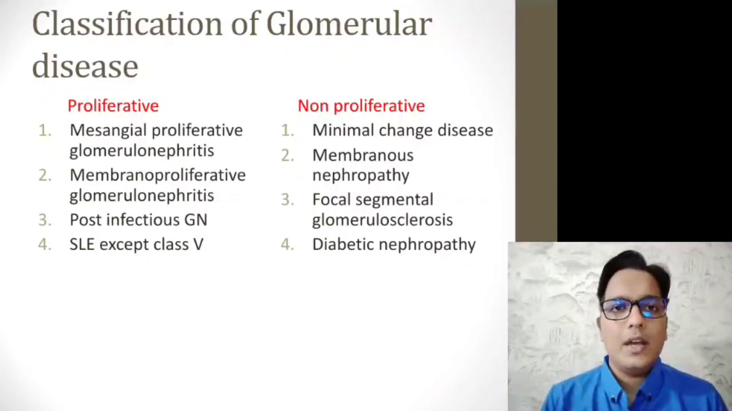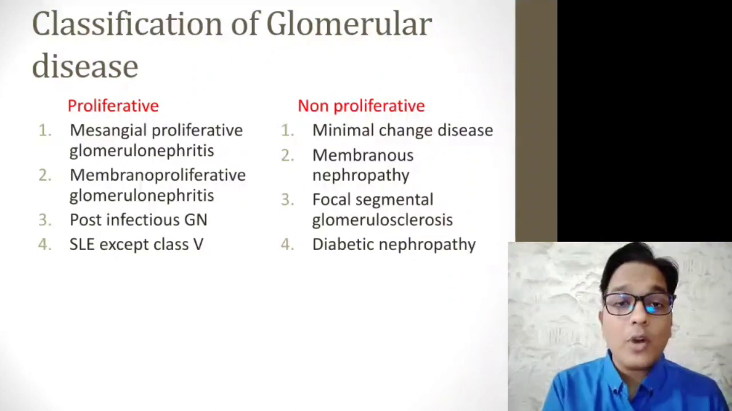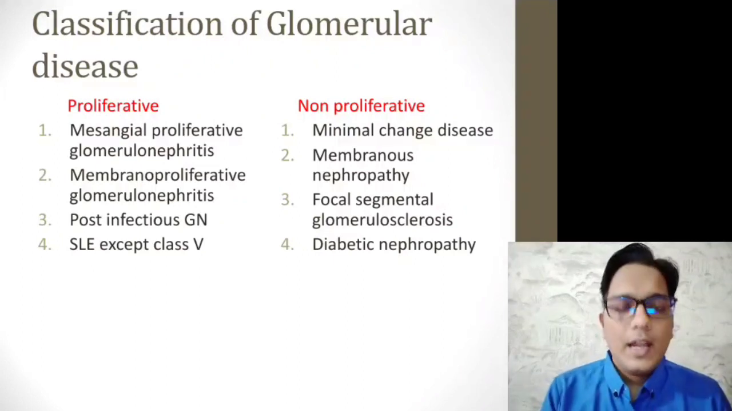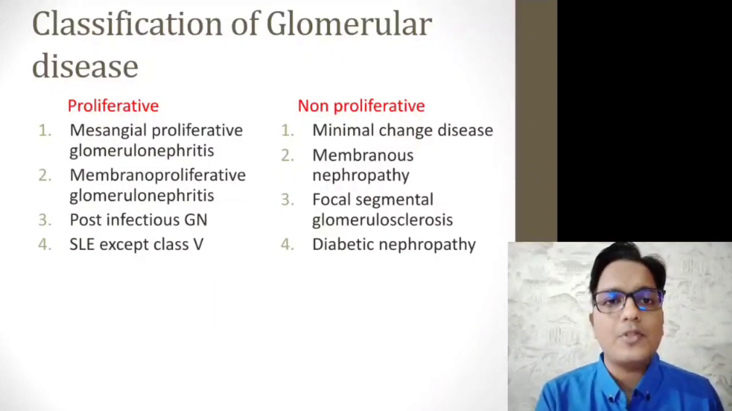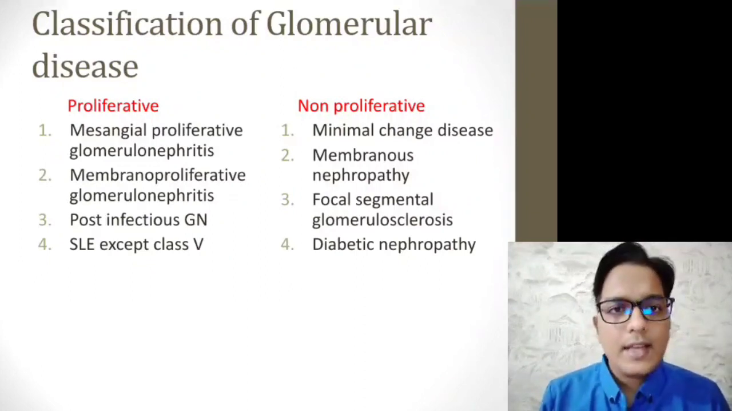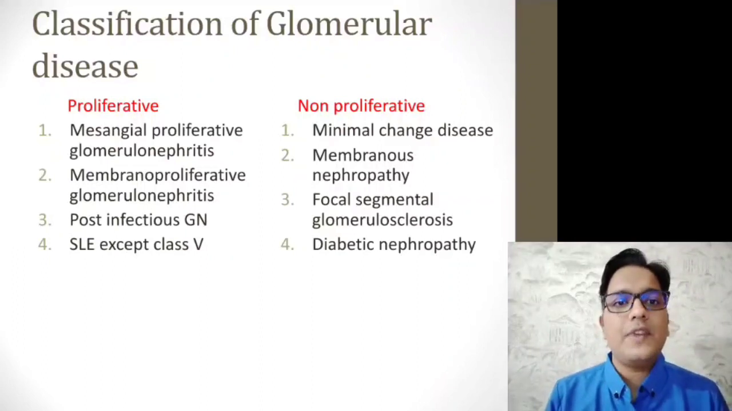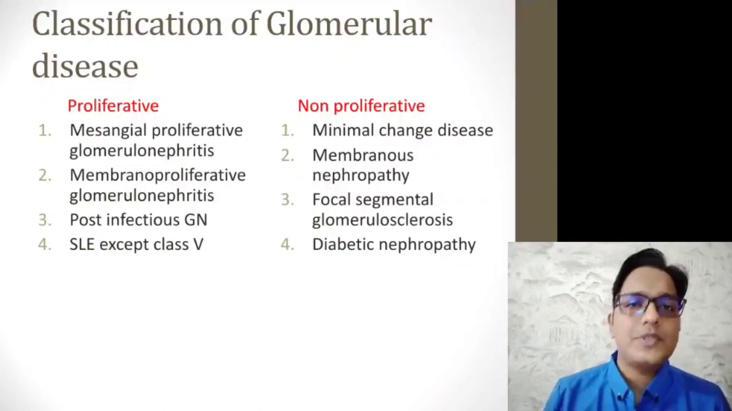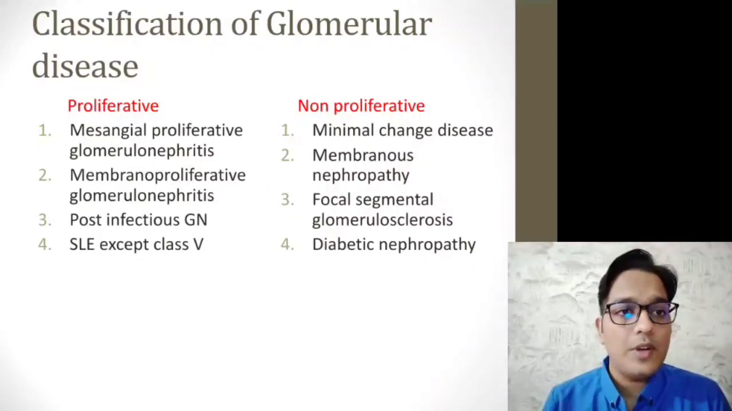As we have discussed in the structure of the glomerulus, if there is any abnormality or proliferation of the mesangial cells, it is named, number one, mesangial proliferative glomerulonephritis. If there is proliferation of the membrane, the three parts, the endothelium, glomerular basement membrane, and the podocyte, it is called membranoproliferative glomerulonephritis, number two. And if there is an infection and an immune reaction, and this causes proliferation of the whole glomerulus, it is called post-infectious glomerulonephritis. And in systemic lupus erythematosus, except class 5, the other classes also present with this kind of proliferative glomerulonephritis.